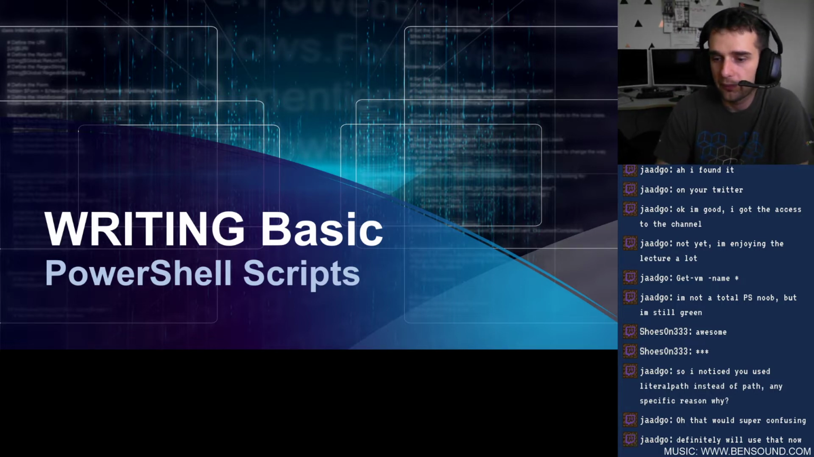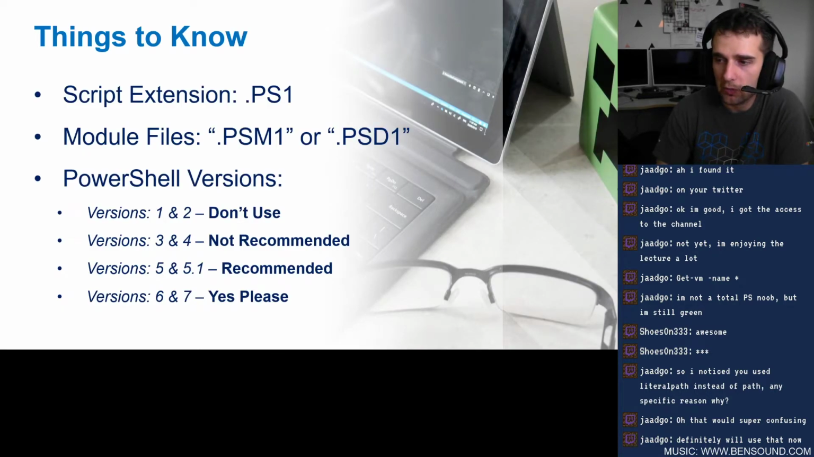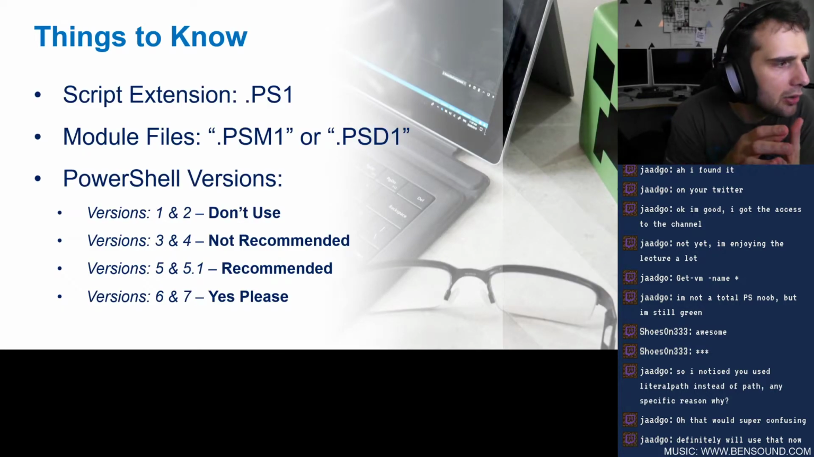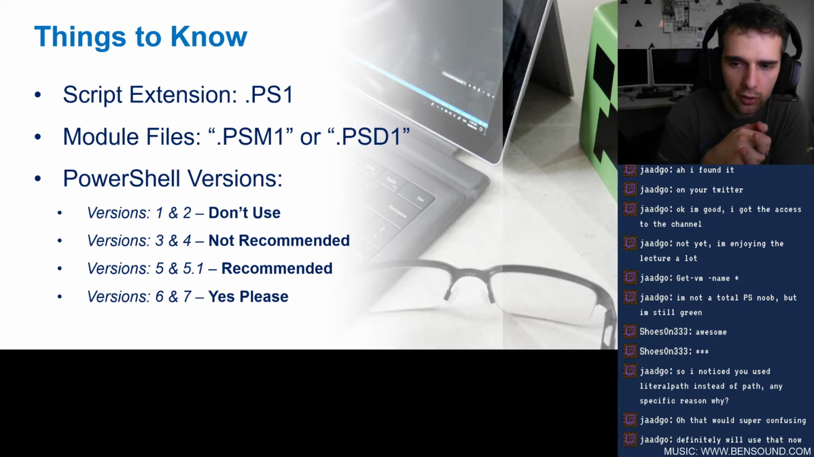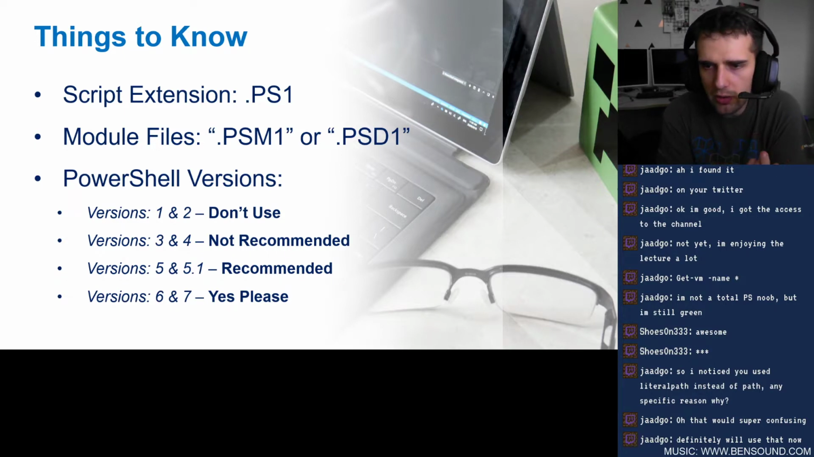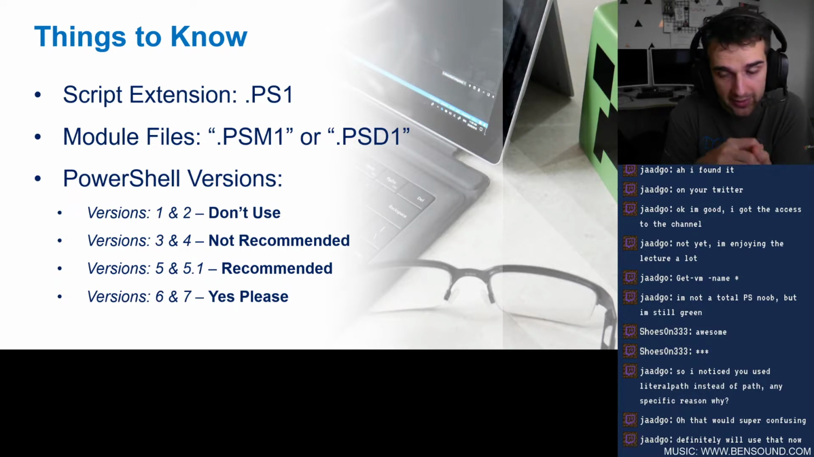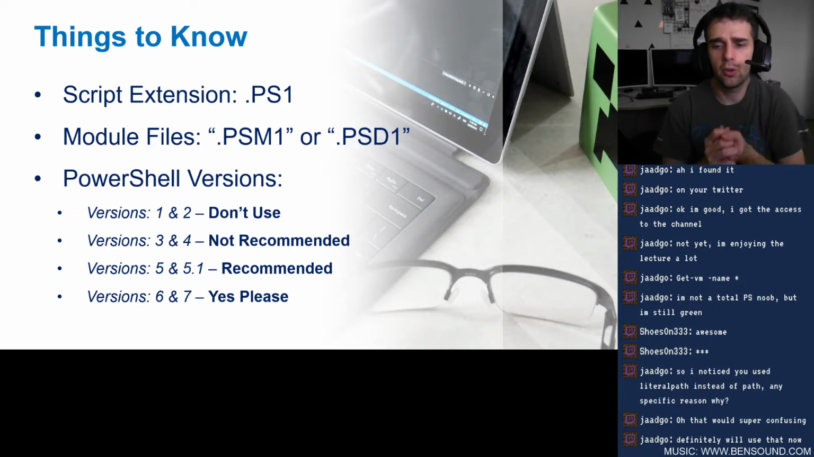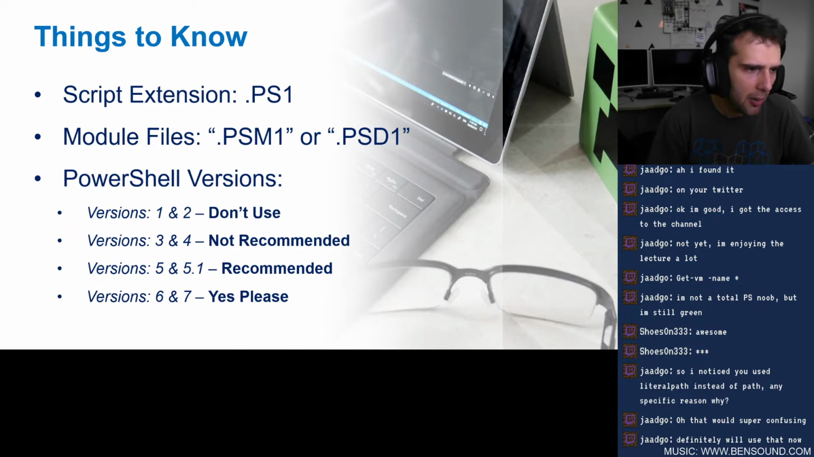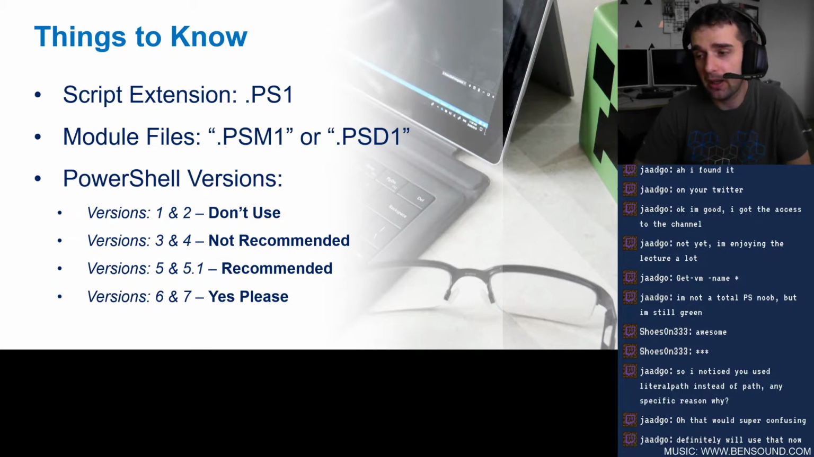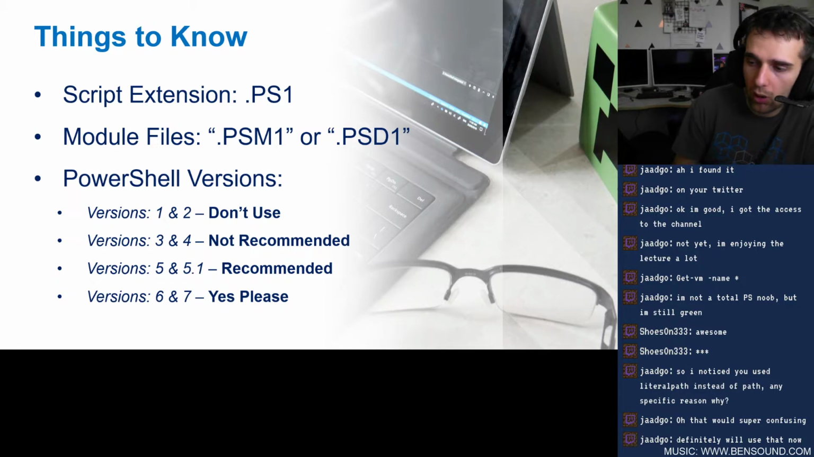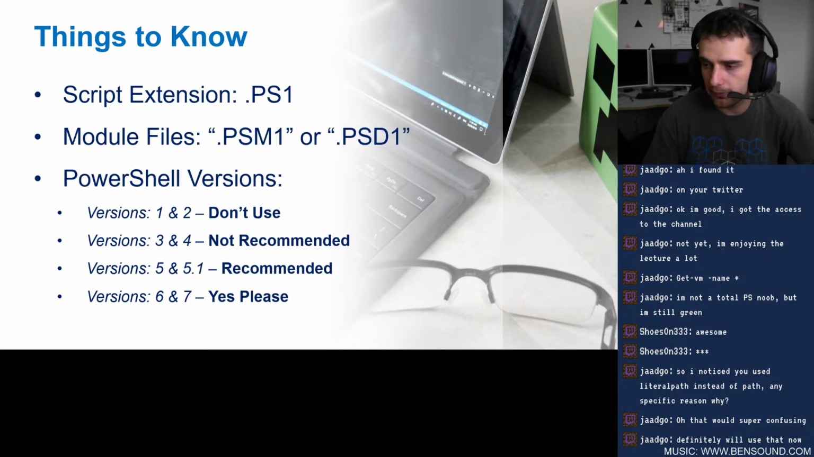Things to know is the script extensions. Script extensions for PowerShell are .ps1. So if you see a PowerShell script, it's going to be named .ps1. Modules are going to be either named .psm1 or .psd1. They're most likely going to either be one or the other or both. We're not going to be talking about why that's the case because that's another lecture for another day, but it's worth noting. Now, PowerShell also comes in many, many flavors. So we're going to talk about the first couple, and then we will go from there.